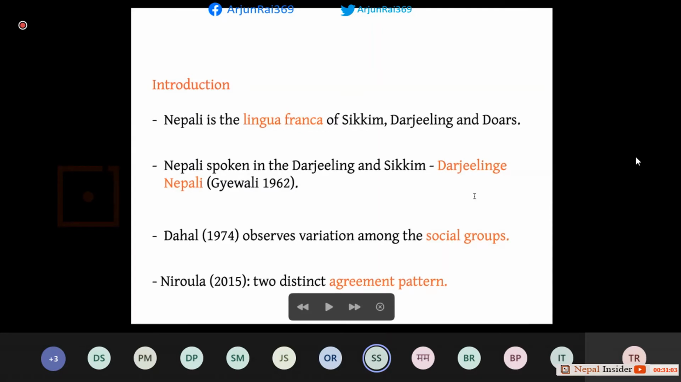Dahal in 1975 observes variation among social groups and he finds that it is a distinction because of the substratum of the Tibeto-Burman languages of the different speakers of Nepali. Later on in 2002, Kharel observes similar variation and he thinks that it's because of the adstratum of other languages. Similarly, one of my students, Nirmal Niraula, worked on these variations in 2015 in his MPhil dissertation. Right now he's pursuing his PhD, and he found that there are two patterns of agreement in Nepali, which he calls Ka class and Kha class.